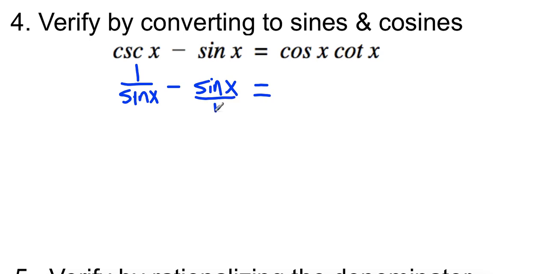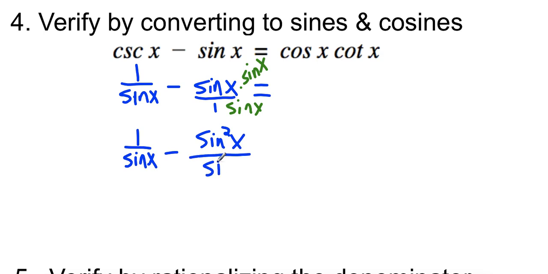So I need to get a common denominator, which is going to be sine. So I need to multiply top and bottom here by sine. So that way I have common denominators. So this is going to give me 1 over sine minus sine squared over sine. And when I combine this into 1, I get 1 minus sine squared.